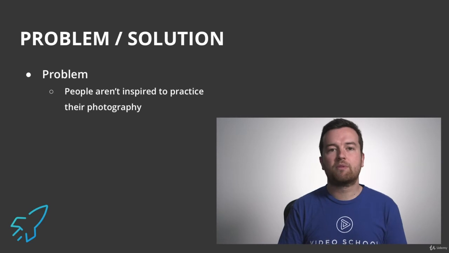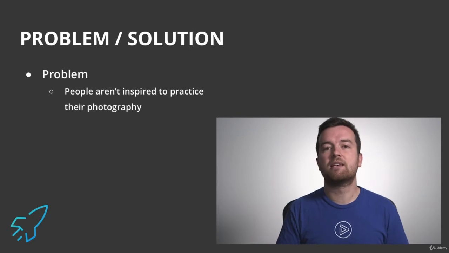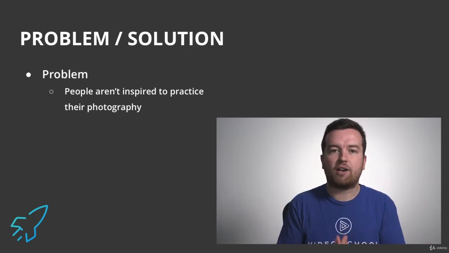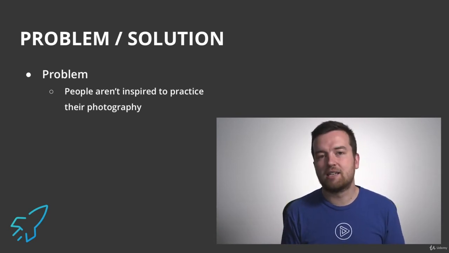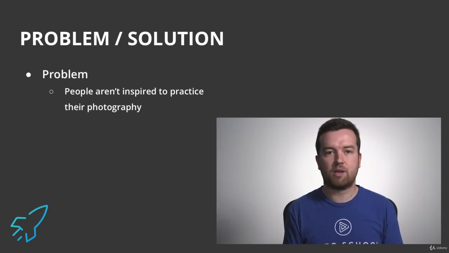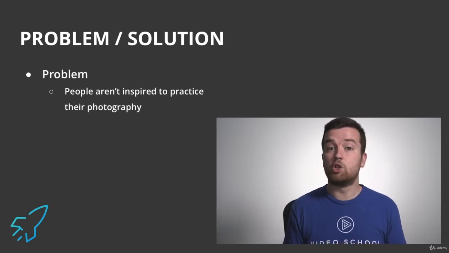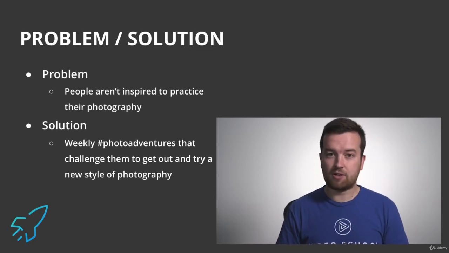So now, as you write down your problems or your pain points, you can start to write down solutions as well that you provide as a business. So another problem, for example, that I get a lot from my students and people in the photography community is that they just aren't inspired to practice their photography. And beyond that, going out and practicing is the best way to become better. And so by inspiring people to go out, I'm helping to solve those other problems. So the solution that we came up with is to do weekly photo adventures that challenge them to go out and try a new style of photography.